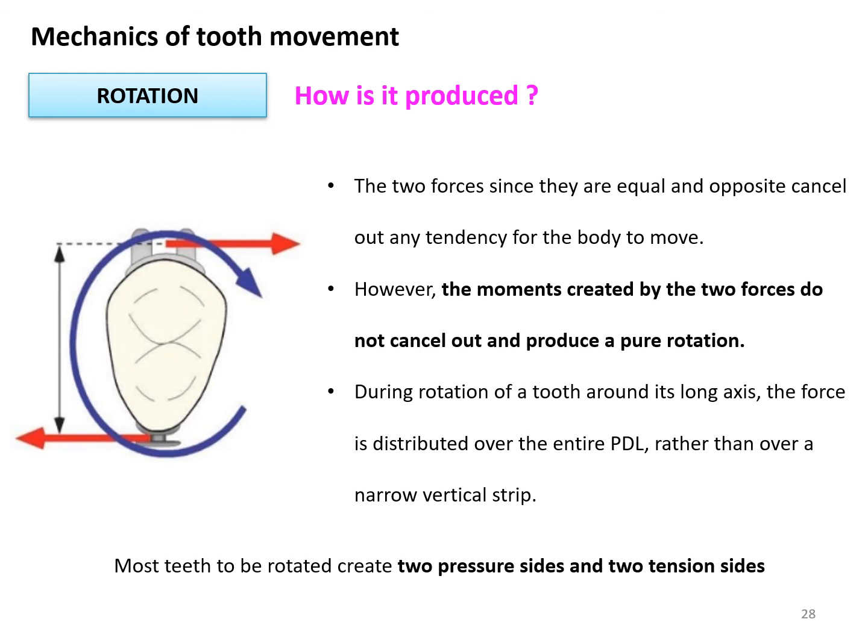So when a tooth is rotating, what happens is there will be two sides of pressure and also two sides of tension. So that is what you have to understand, and then you have to give it enough time for the tooth to rotate or derotate.